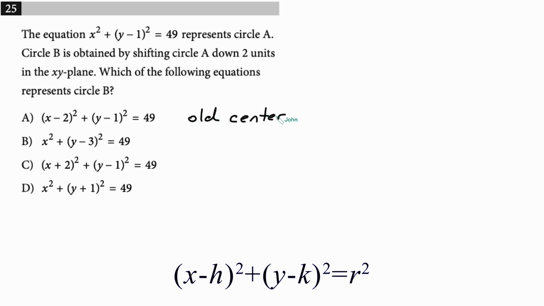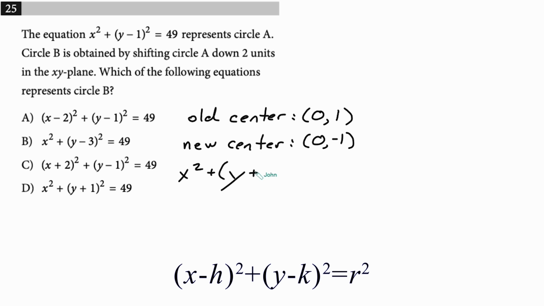So we know that the old center is at 0, 1, and the new center needs to be at 0, -1, and so our equation should be x squared plus y plus 1 squared is equal to 49, which is D. You could use Desmos by plugging in the original equation and then plugging in answer choices until you find one that's translated 2 units downward from the original, but that's a little tedious.